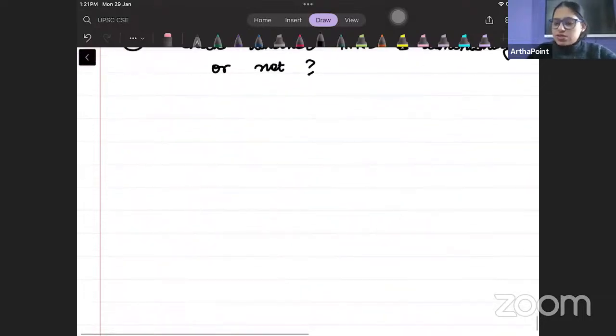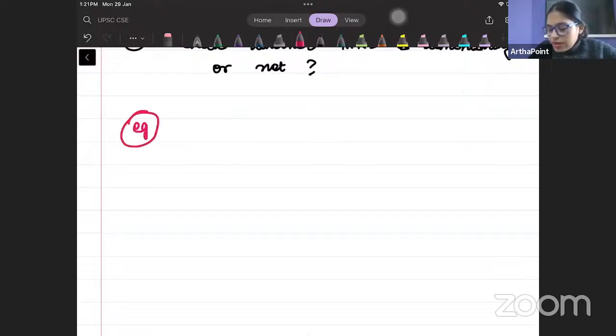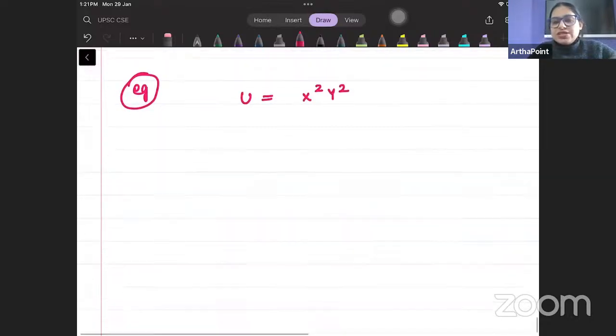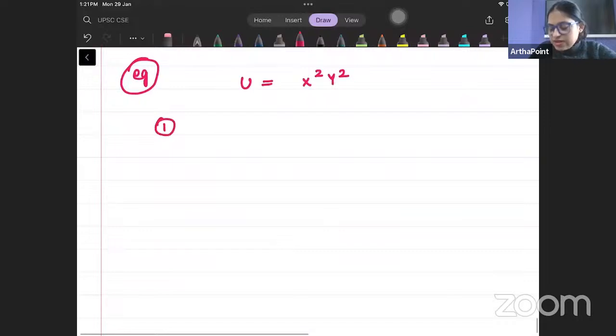बेटा how will I do this? ध्यान से सुनना, बहुत बहुत important है. Mathematical analysis is always important. If you don't do it mathematically, you won't be able to score good marks in exam. So example, if I give you a utility function x square y square. Beta, what is step 1? Step 1 is find MRS.